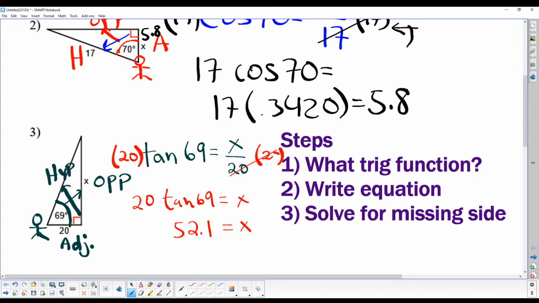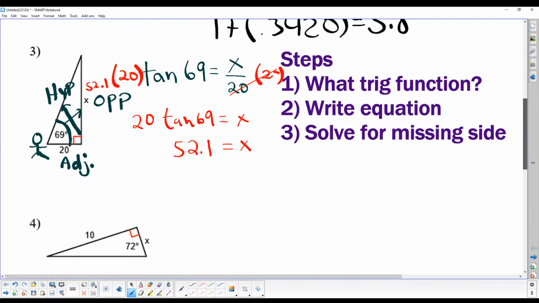Let's check it out. Does it make sense? 52.1. It's the largest leg. It's not the largest side. The hypotenuse is larger. 20 is a short leg. 20 and 52. That's realistic. If it was 20 and like 150, I'd get nervous. Or if it was 20 and 10, I know it's totally wrong because it's supposed to be the longer of the two legs.